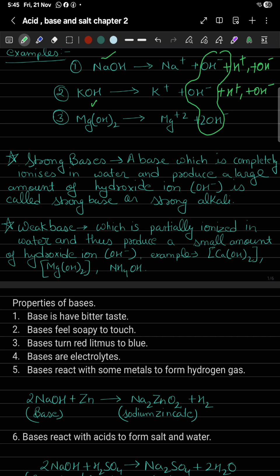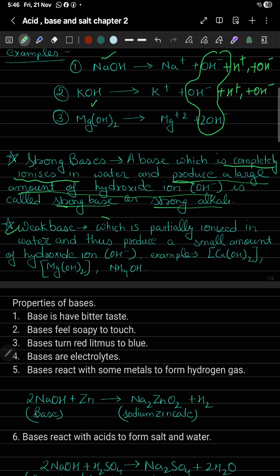So we have a definition of strong base here. So what is the meaning? A base which is completely ionized. I am underlining this word, completely ionized. That means it dissociates completely in water and produces a large amount of hydroxide ions. I already told you that if a large amount of hydroxide ions is present in the solution, that is considered a strong base, because if a substance is dissolved in water completely, that gives you a large number of OH negative ions. So this is known as a strong base or a strong alkali, you can say.